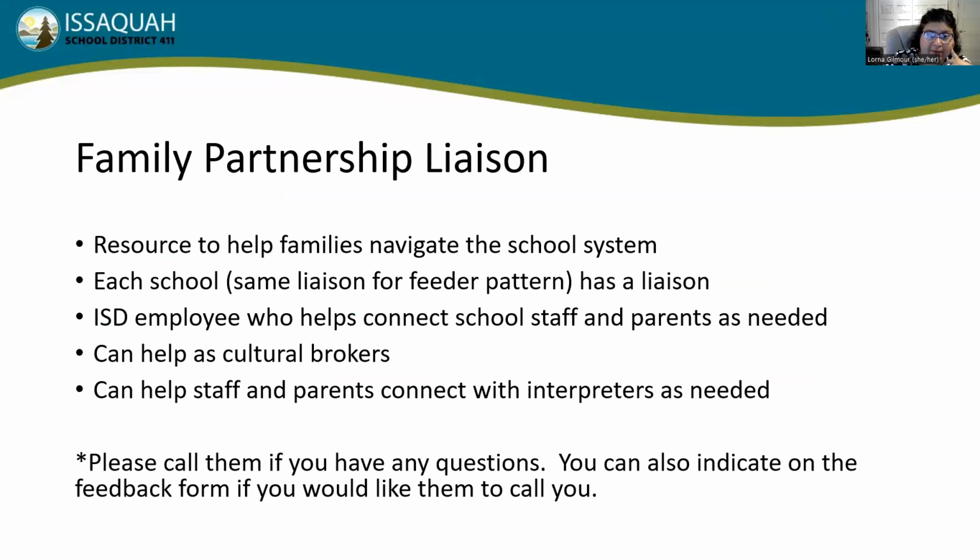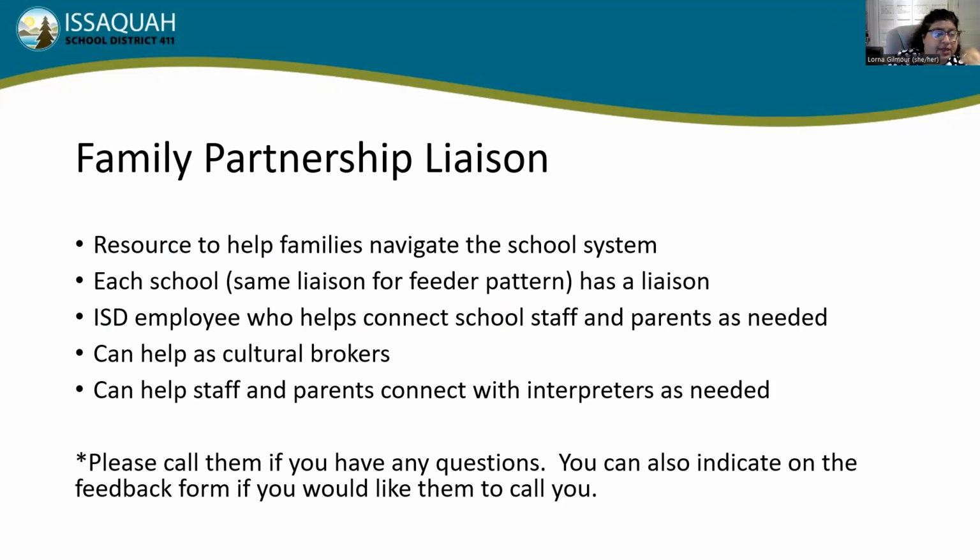So as we talked about, the family liaisons are resources that help families navigate the school, and every school has one, the elementary and the high schools, but the liaisons work in a feeder pattern. So if you have a child in high school and elementary school, chances are it's the same liaison that works in all three. There are some exceptions, but the liaisons are specifically assigned schools via feeder patterns. So they're helping families as they move through the schools.